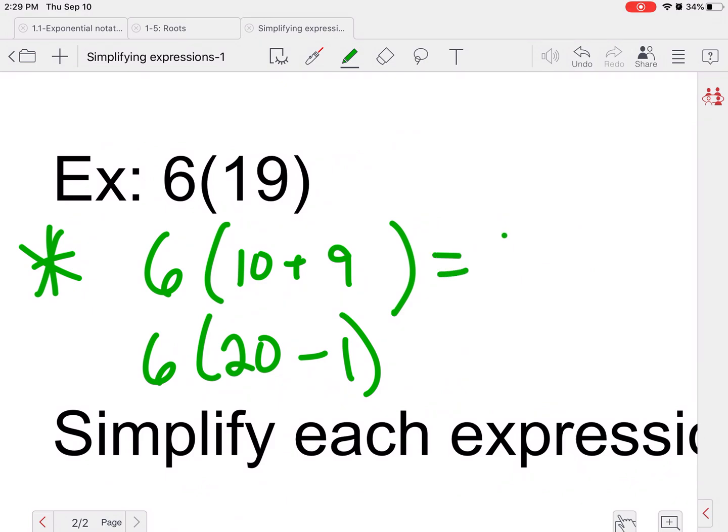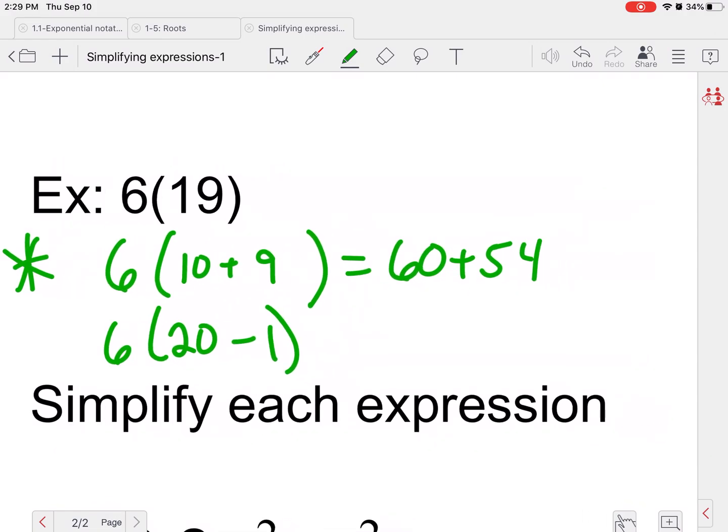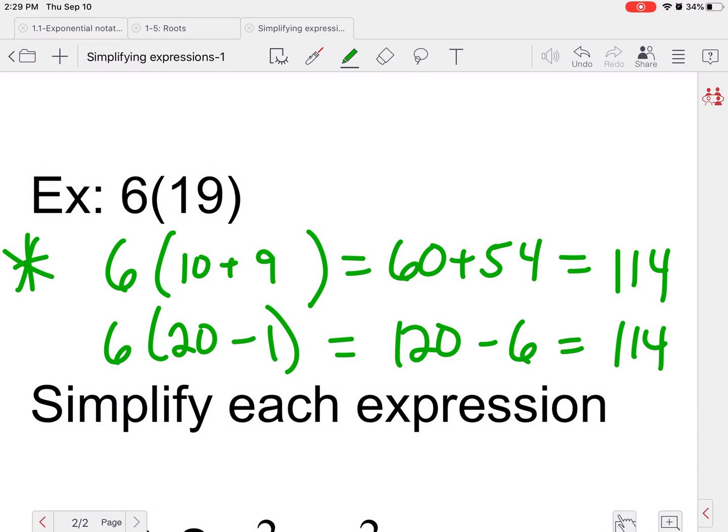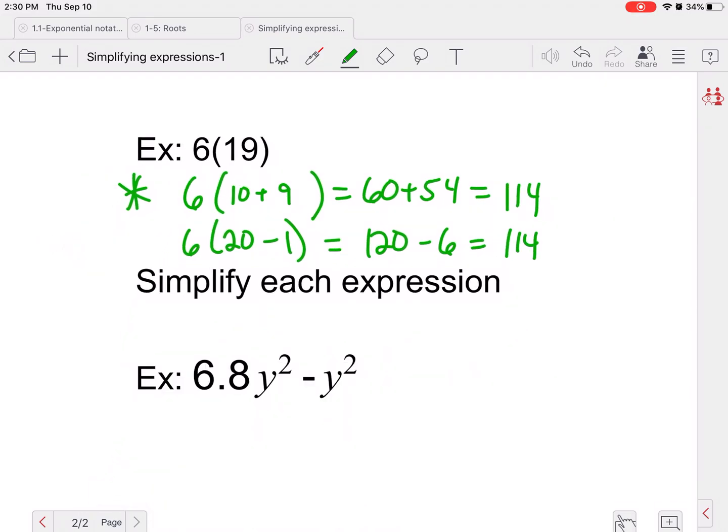So 6 times 10 would be 60, plus 6 times 9, which would be 54, which would then be 114. Again, 6 times 20 would be, just checking my work here, 120, minus 6, which would again be 114. So I'd get the same answer either way for distributing. But one way might be easier. So if you know your math facts for 20 and 1, a little bit easier than 10 and 9, you could use that. Okay? All right, now we're getting into the meat and potatoes of our lesson here.